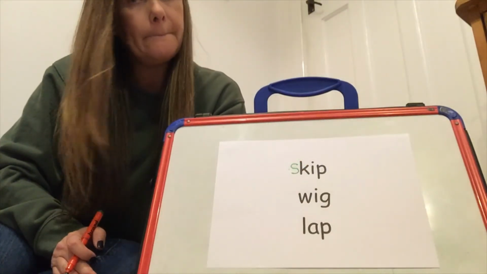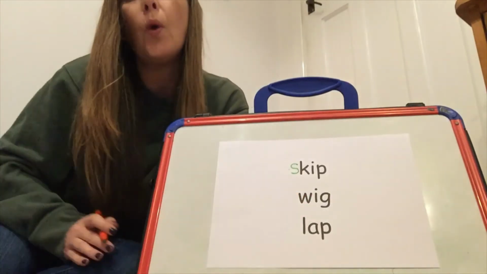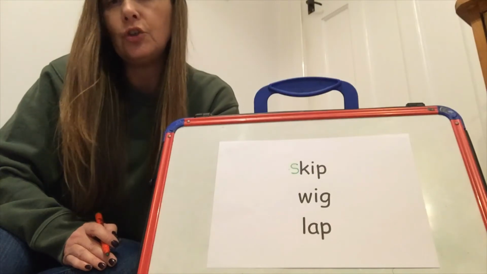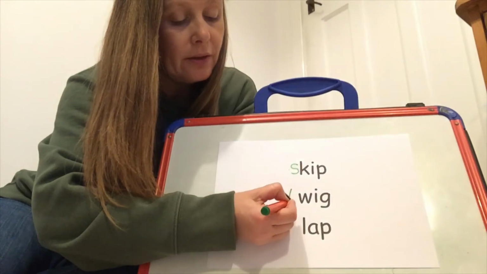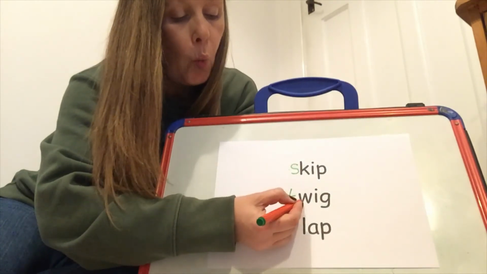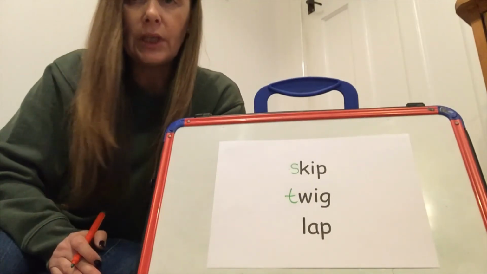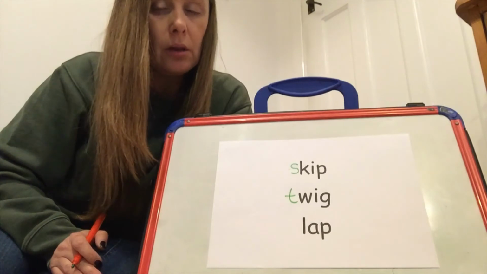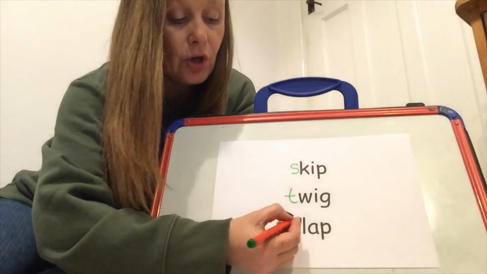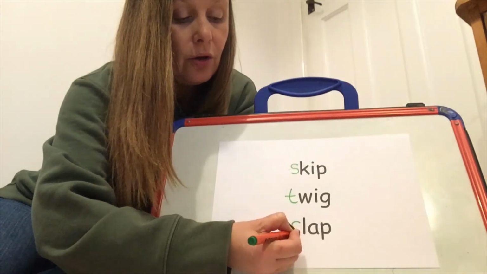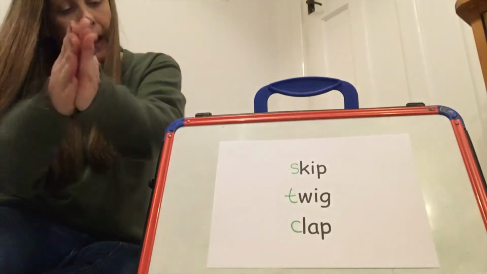The next word I'd like you to write is wig. W-I-G, wig. Once you've written that word, we're going to add a t sound to the beginning, and it becomes t-w-I-g, twig. And the last one I'd like you to write is lap. L-A-P, lap. And then at the beginning we're going to add a curly k. And what word does that make? Clap. Well done. Give yourselves a big clap.